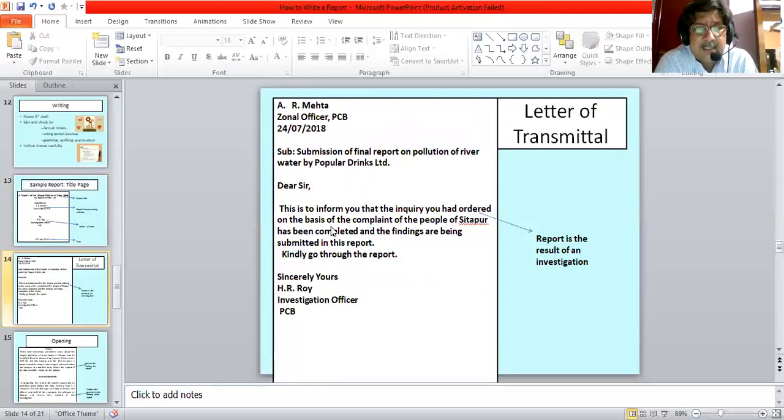So you will notice that it is addressed to the officer of the Pollution Control Board, who is also the commissioning authority, A.R. Mehta, and the subject is submission of final report on pollution of river water by Popular Drinks Limited. And then just a few lines are written to say that the inquiry which had been ordered by the commissioning authority has been completed and the report is being submitted as a result of this process. Dear sir, this is to inform you that the inquiry you had ordered on the basis of the complaint of the people of Sitapur has been completed and the findings are being submitted in this report. Kindly go through the report.